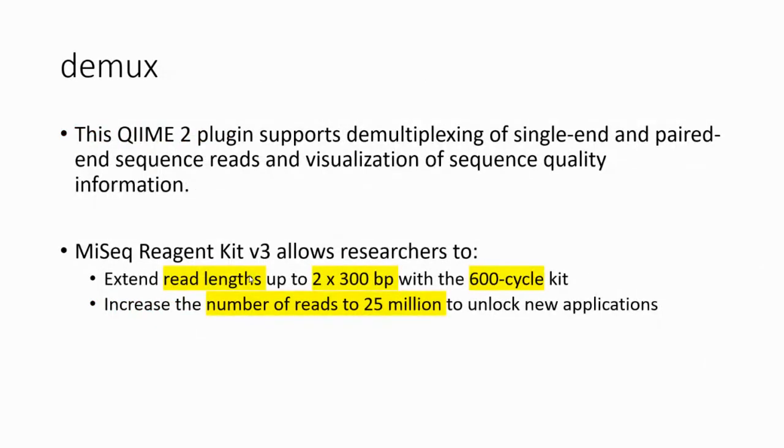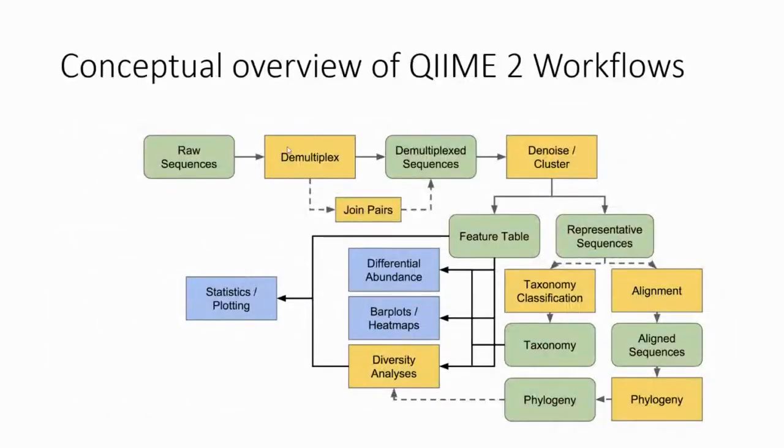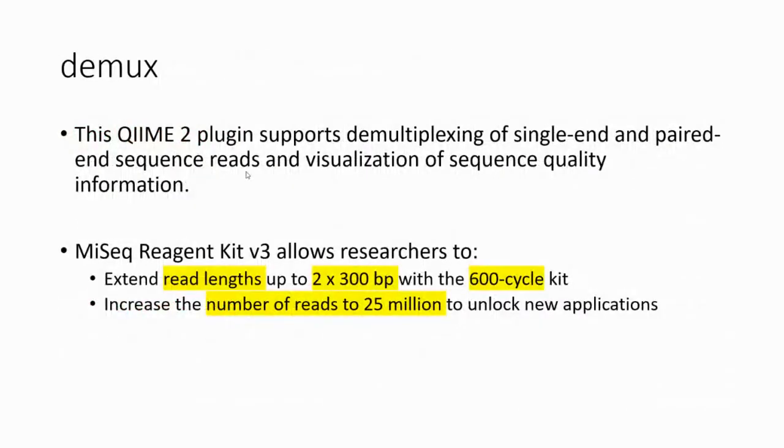And the demultiplex, yeah, that's the first step here, as I mentioned, demultiplex, right? The first step, the demultiplex. So you can demultiplex single-end or paired-end sequence reads, and then you can visualize the sequence quality information, okay?